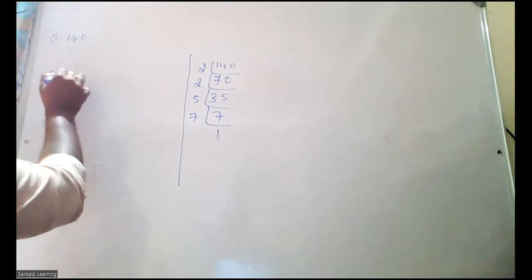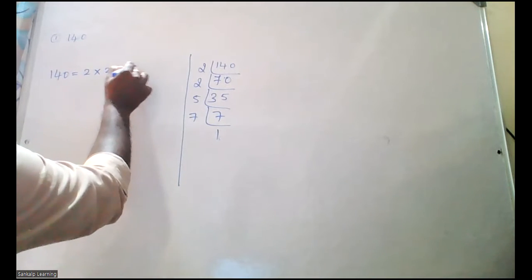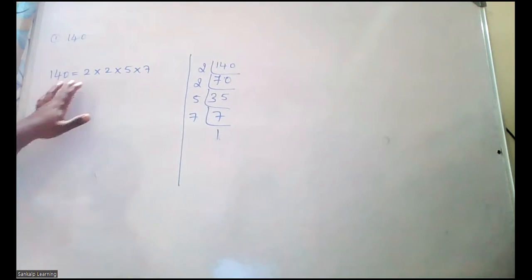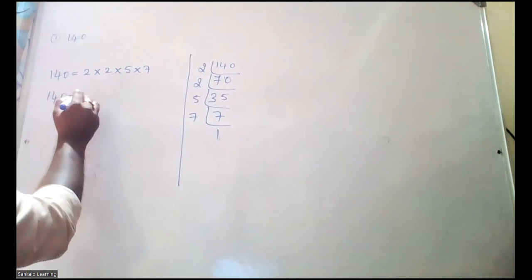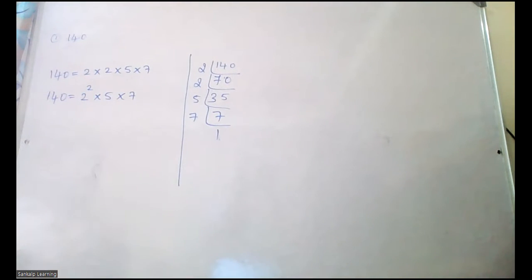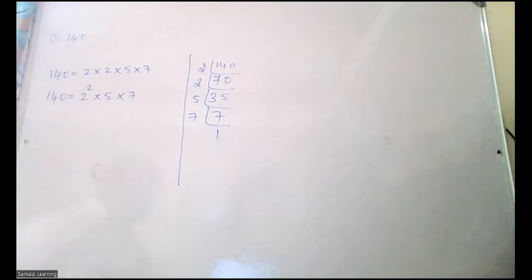Therefore, 140 can be written as 2 into 2 into 5 into 7. Observe, we have got only prime numbers here. In a simpler version, 2 into 2 is 2 square, into 5 into 7. Therefore, the prime factorization of 140 is 2 square into 5 into 7.